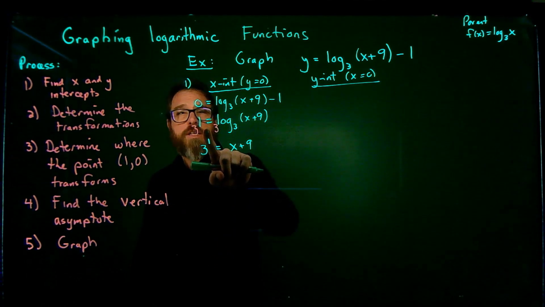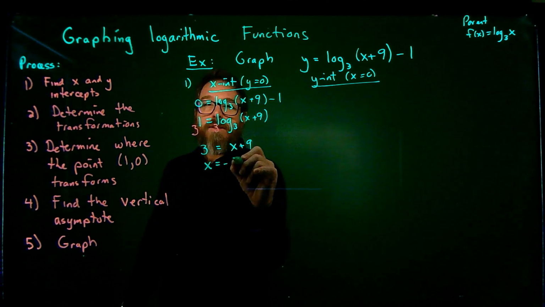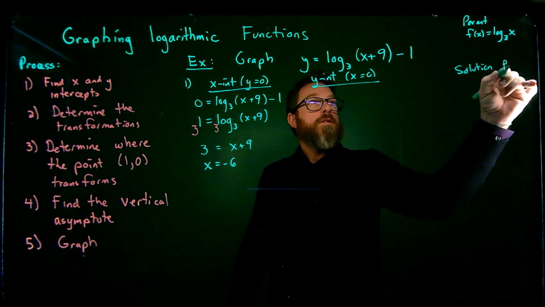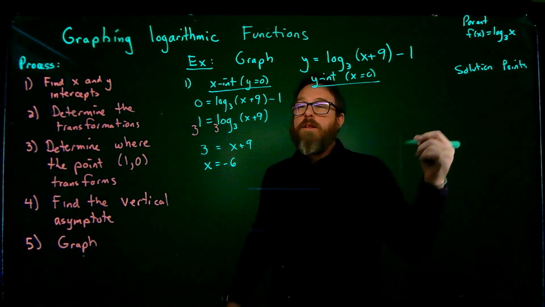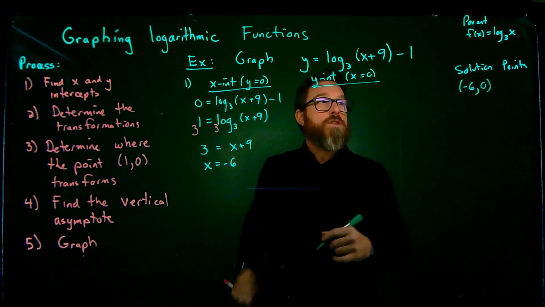So 3 to the 1 is equal to 3, which means now I can subtract 9, so x is going to be equal to negative 6. So kind of writing our solution points. Now this is the x-intercept, so I have (negative 6, 0), well, y was equal to 0.